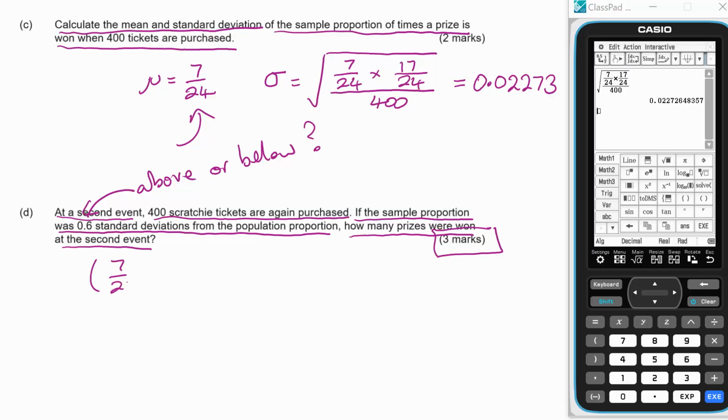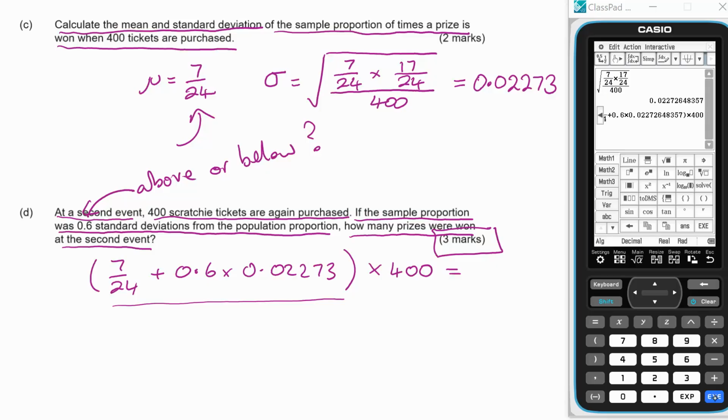So 7 over 24, add 0.6 standard deviations, times 400, because remember this is the proportion. We need to times it by 400. And let's see what that gives me. So I've typed it in and it gives me 122.